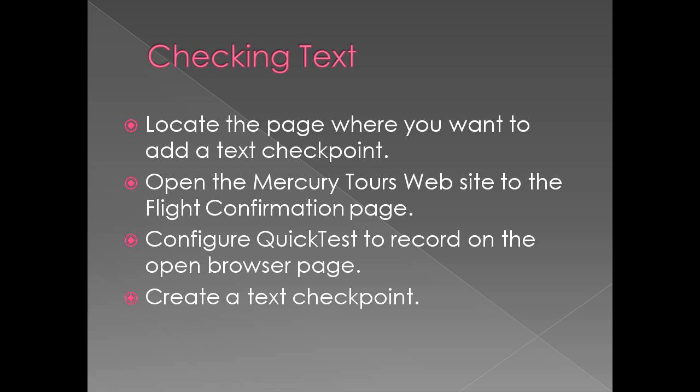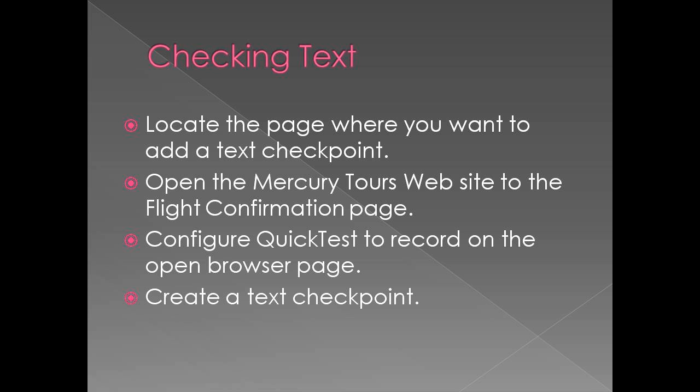Configure Quick Test to record on the open browser page. A. In Quick Test, choose Automation, Record, and Run Settings. The Record and Run Settings dialog box opens. B. Confirm that the Record and Run Test on any open browser radio button is selected and click OK to close the dialog box.